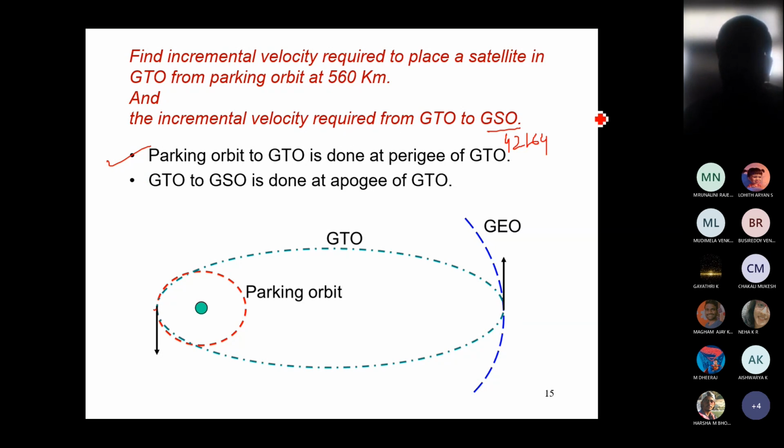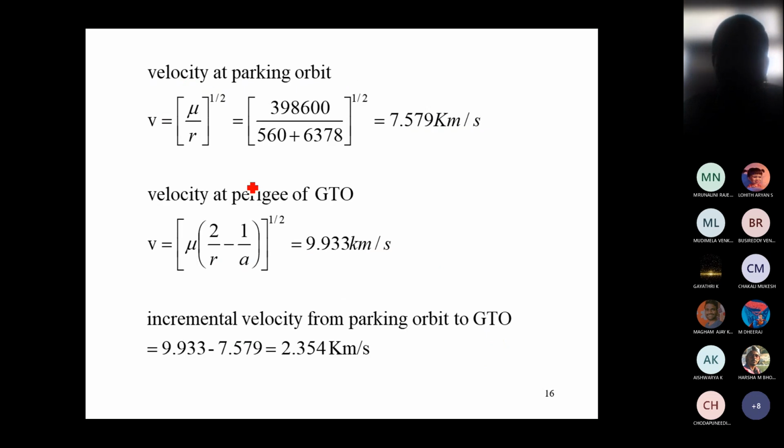And further, at the location of apogee, when the satellite is in GTO orbit, at the apogee point, we have to put additional thrust so that the orbit of the satellite will change from GTO orbit to GEO orbit. So that is the second stage of launching the satellite into GEO orbit, or that is also called GSO orbit. So let us revise what we have done in the previous class.